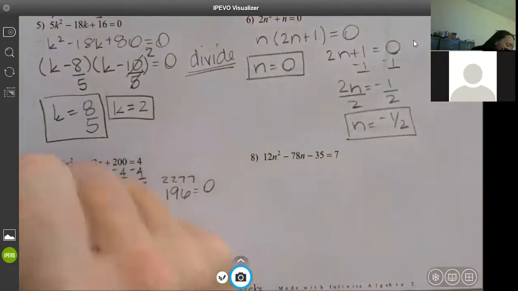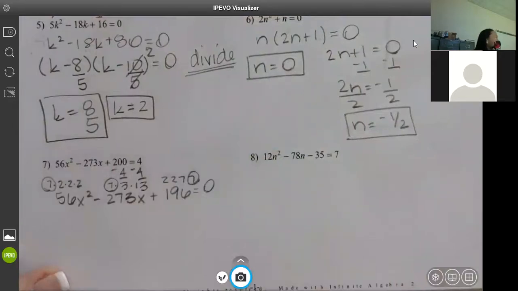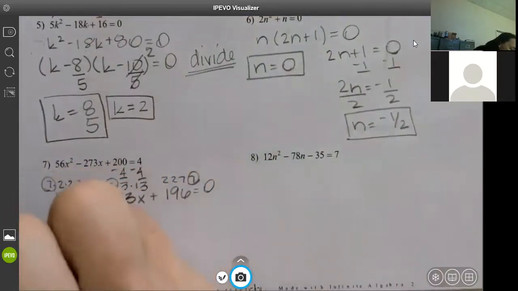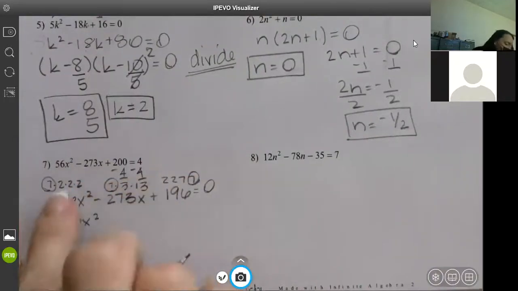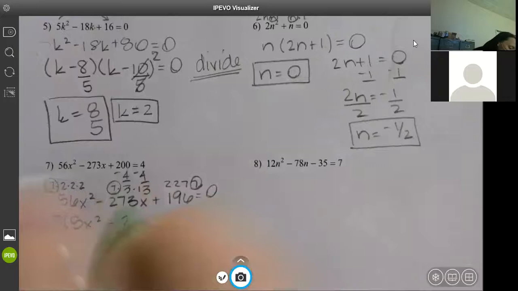So I can see that I have a GCF of 7, and all that does is make your numbers smaller. It does not change your answer whatsoever. So then I would have 8x squared, 2 times 2 times 2 is 8. 3 times 13 is 39.